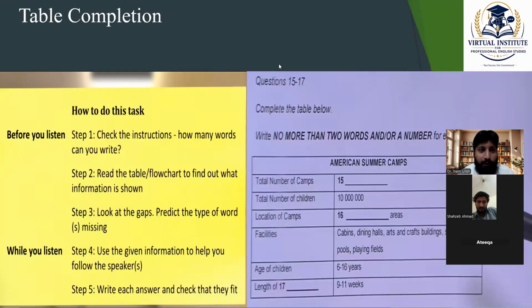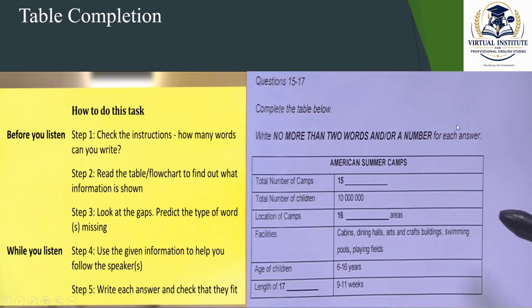Okay, let's move ahead. Now, table completion. This is another type of question. So, how to do this task? Well, actually, you need to again check the instructions on how many words you can write. Step 2 is read the table or the flow chart to find out what information is shown, right? As you can see here, what information is shown. Step 3 is look at the gaps and predict the type of word or words missing.